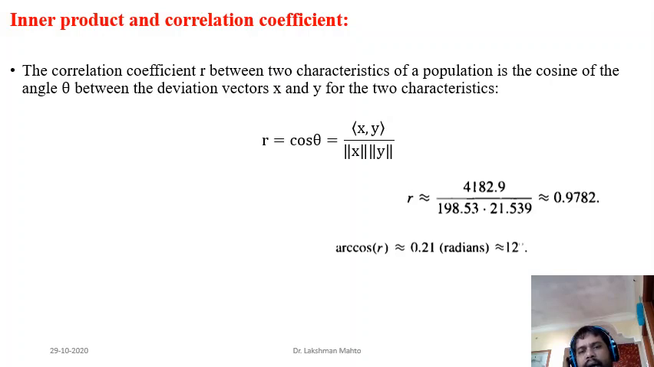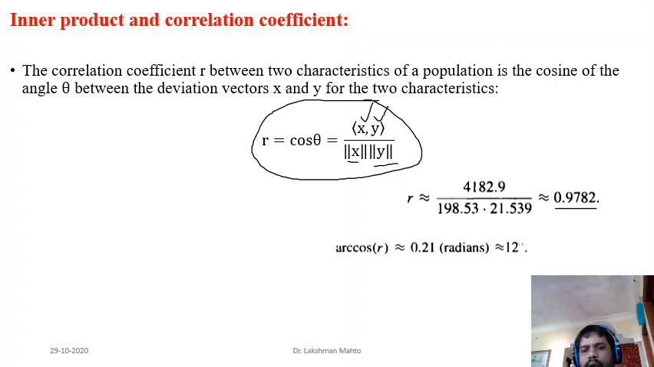You can calculate the correlation coefficient with the help of this formula. Because you already have x and y, you can easily calculate the norm of x and the norm of y. In that process, if you numerically calculate, the correlation coefficient was around 0.9782. That means an almost perfect positive correlation. When R equals 1, we call it perfect correlation. Here the value of R is very near to 1, so in the previous question there was an almost perfect correlation.